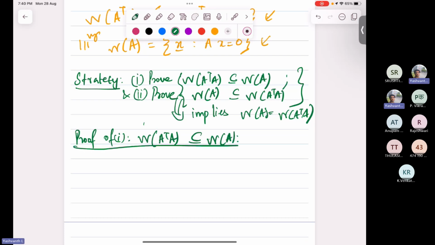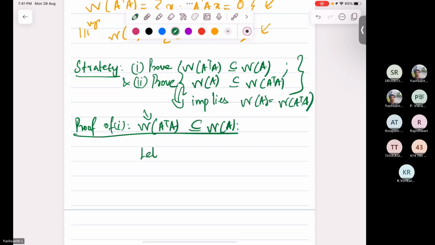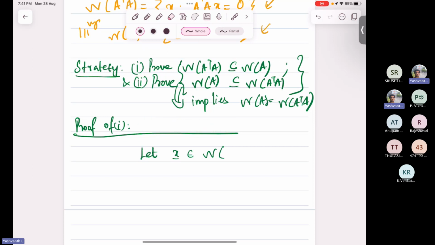I should take any vector, an element of the set null space of A transpose A, and show that it also belongs to null space of A. Then this condition is satisfied. So let X be a vector in null space of... Maybe I will do the other way first. That is easy to see actually. Proof of 2, I'll just do this. This is very simple to see.